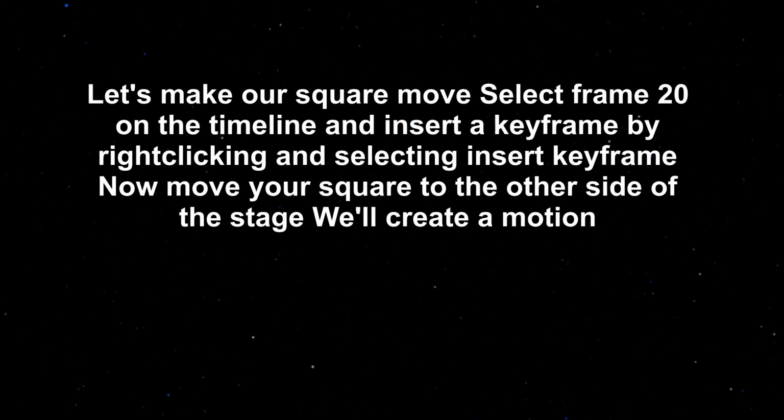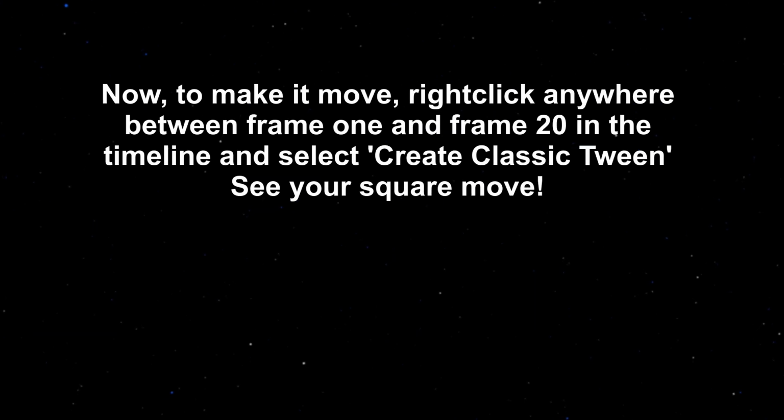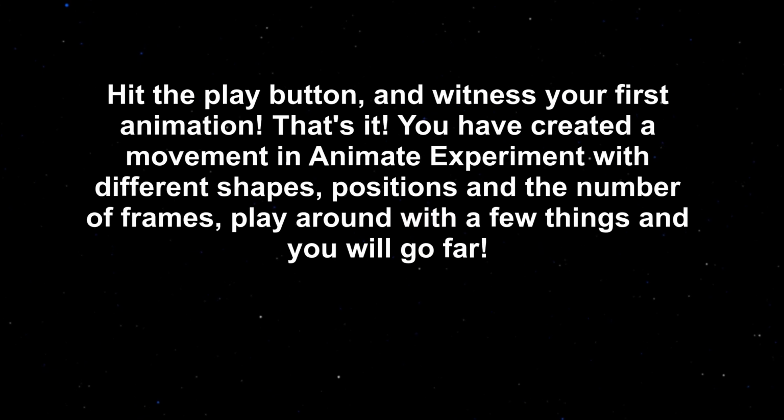Let's make our square move. Select frame 20 on the timeline and insert a keyframe by right-clicking and selecting Insert Keyframe. Now move your square to the other side of the stage. This will create a motion. Now, to make it move, right-click anywhere between frame 1 and frame 20 in the timeline and select Create Classic Tween. See your square move. Hit the play button and witness your first animation.